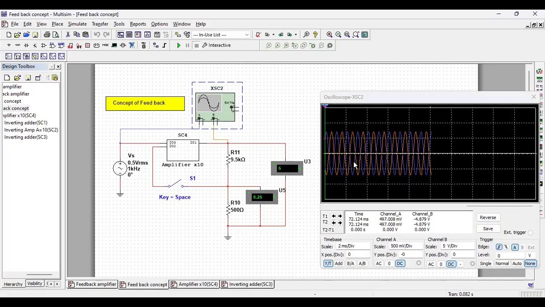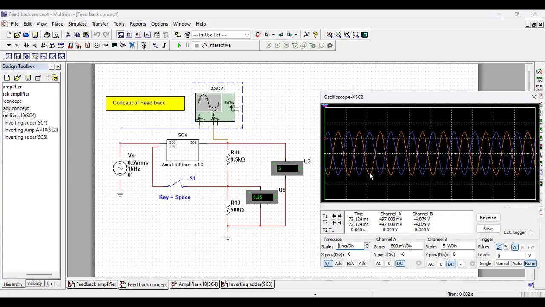So the red line is the output, the blue line is the input. And here, of course, the scales are different. Output scale is 5 volt per division. Input scale is 500 millivolt per division. So the scale is in a 1:10 ratio, and both amplitudes show the same. So I can say that there is a 10 times amplification, right?